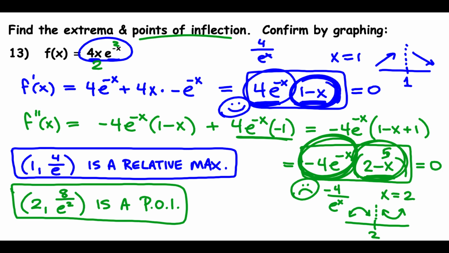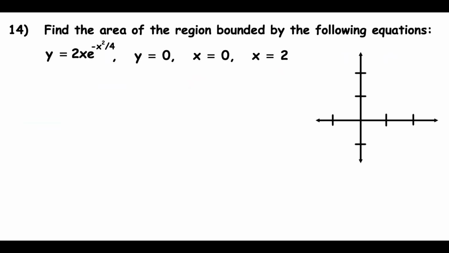That's 13. One more to go, and we'll be done with section 5D. Number 14, last but not least. We want to find the area of the region bounded by the following equations. I noticed that the two axes are there: x equals 0 and y equals 0, or the x and y axis. x equals 2 is a vertical line, and you've got some crazy looking graph. I went ahead and made a picture of that, and here's what it looks like. We want to find that yellow area.